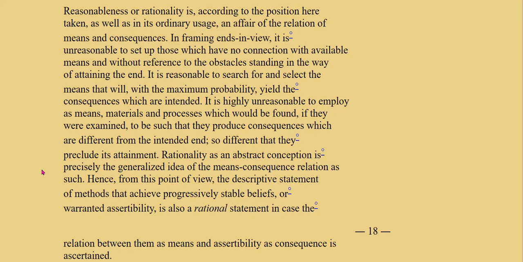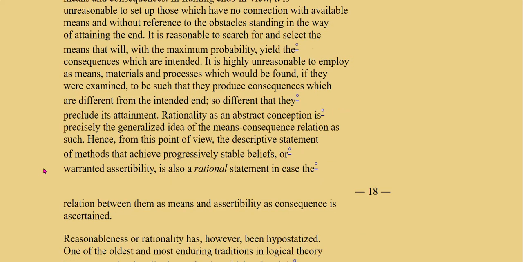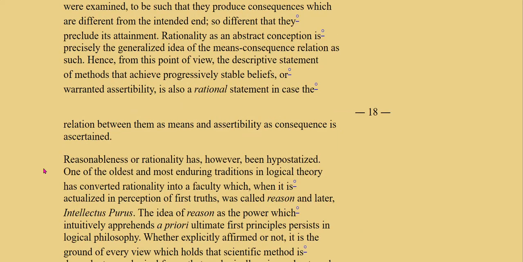Hence, from this point of view, going into the next page here, the descriptive statement of methods that achieve progressively stable beliefs or warranted assertability is also a rational statement in the case of relation between them as means and assertability as consequence is ascertained. This is a complicated sentence. Let's look at that again.